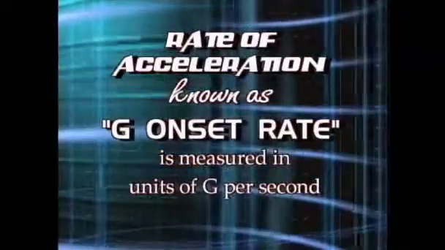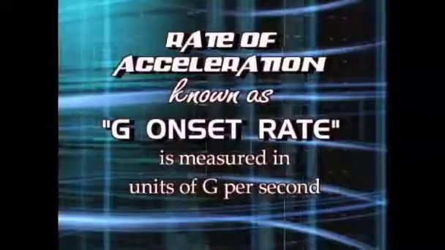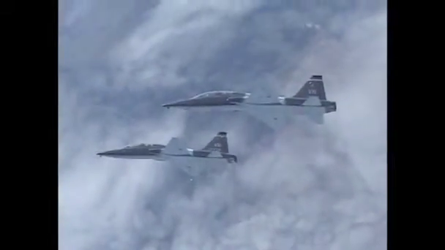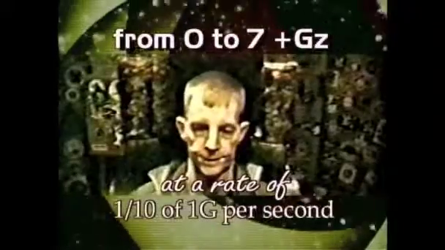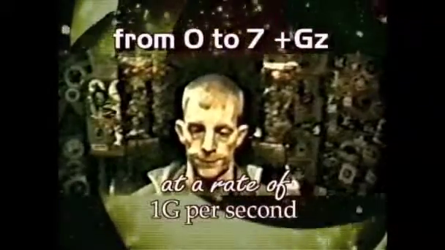Rate of acceleration, known as the G onset rate, is measured in units of G per second. A slow or gradual G onset rate is more tolerable than a high G onset rate. Acceleration exposure from 0 to 7 positive vertical Gs at a rate of 1/10 of 1 G per second is more tolerable than a rate of 1 G per second.